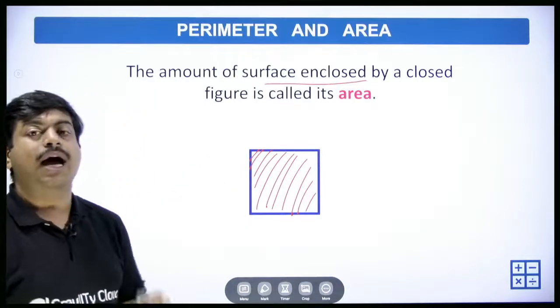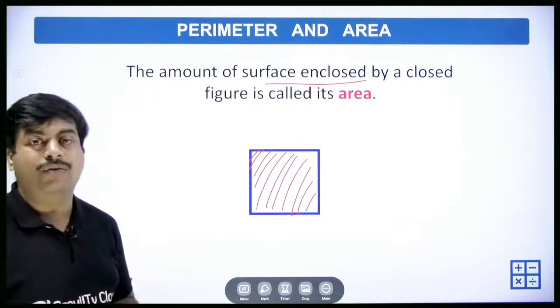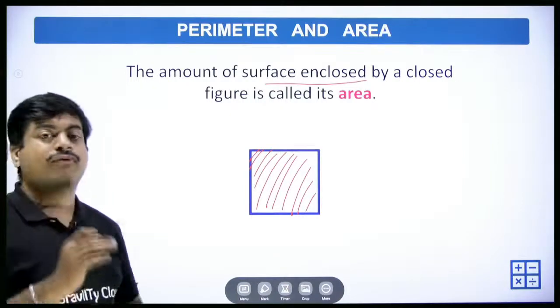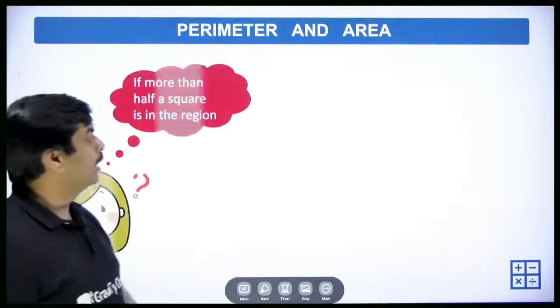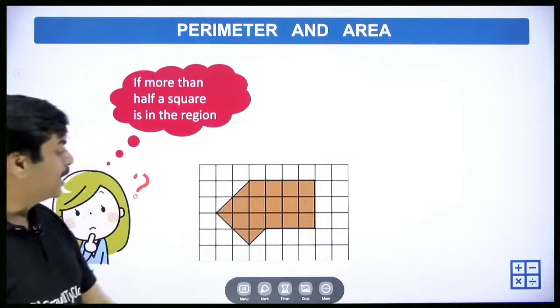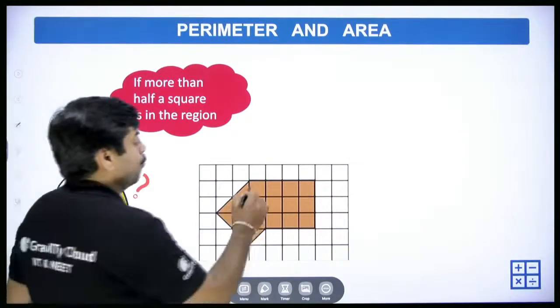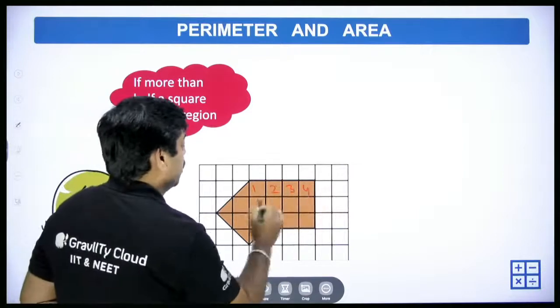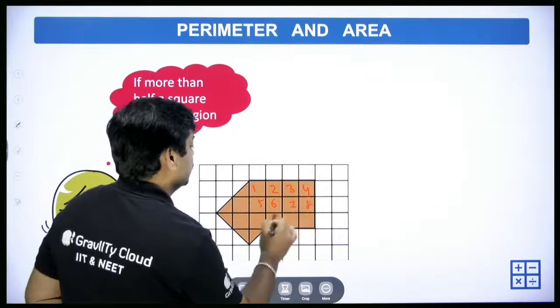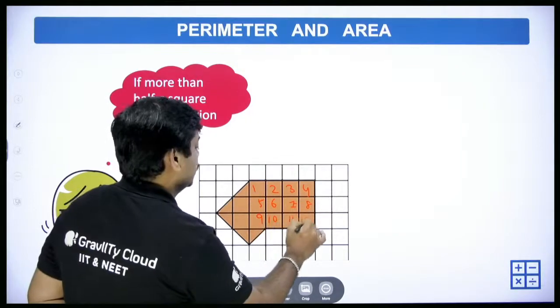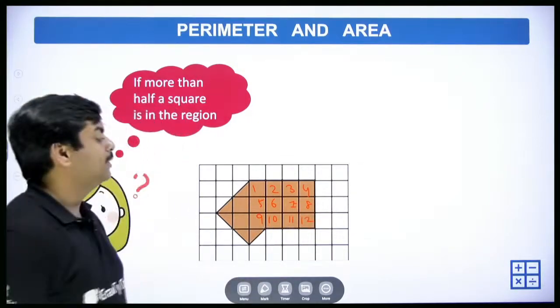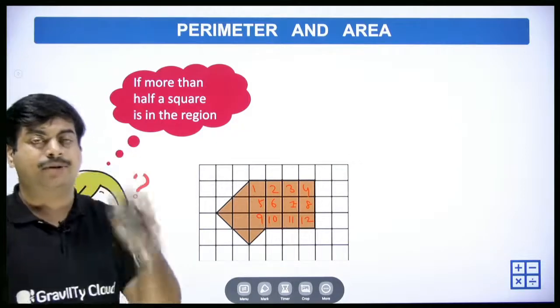So the point is how to find the area of a given figure. Let us try to understand one example. You can see a diagram here. You can see 1, 2, 3, 4, 5, 6, 7, 8, 9, 10, 11, and 12. So all these 12 boxes are perfect.